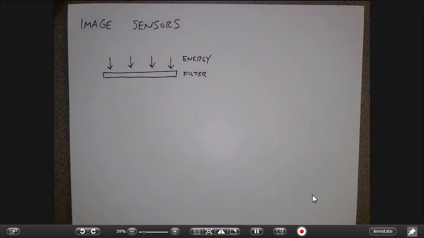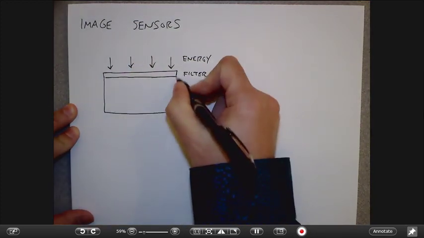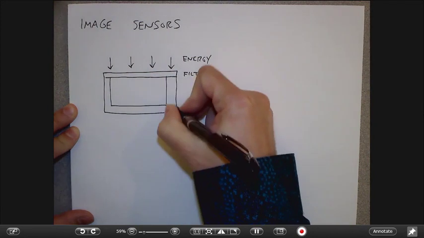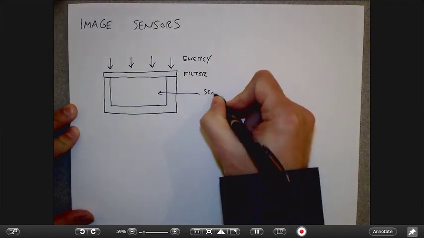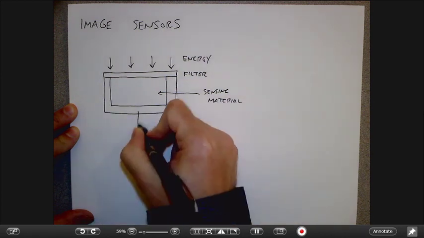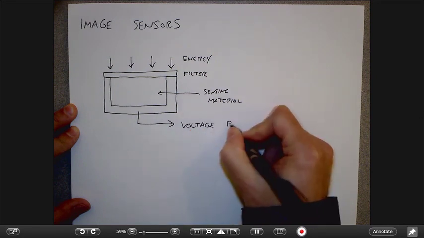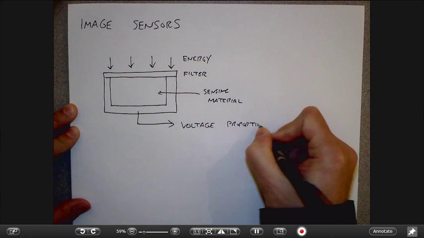We talked about last time how our eyes are sensitive to roughly red, green, and blue light, although we saw from the cone responses that's not actually 100% correct, but fundamentally in that range. The filter acts to pass certain frequencies or wavelengths of light through. Then we have a cavity with a sensing material, and what comes out of this little sensor element is a voltage that is proportional to the incoming light.